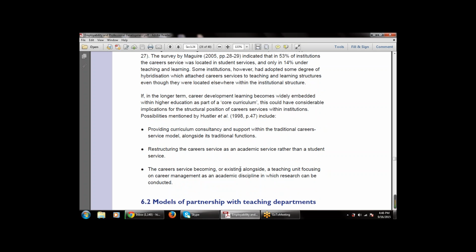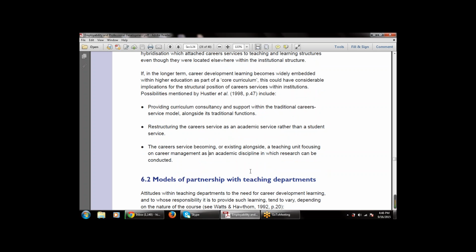The career service could also exist alongside a teaching unit that focuses on career management as an academic discipline in which research can be conducted, a teaching unit that focuses on career development or career management.